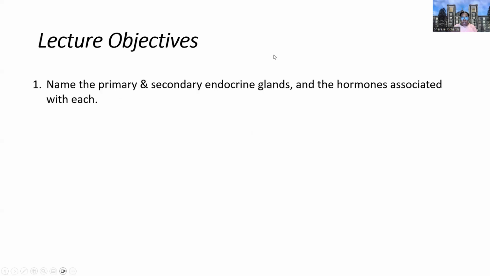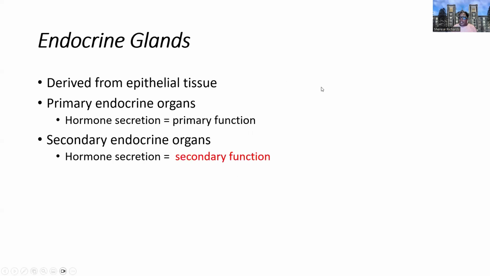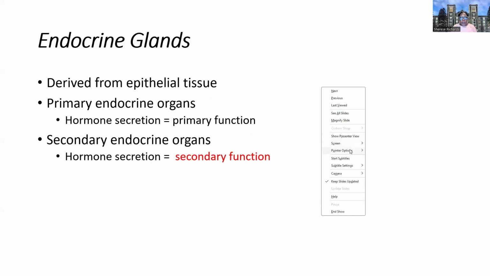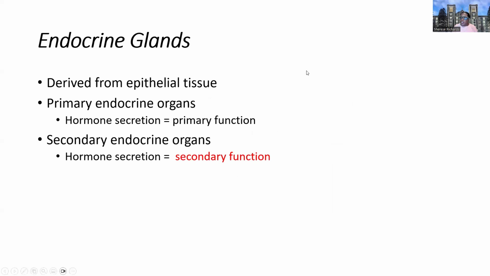Here, our first learning objective is to name the primary and secondary endocrine glands and the hormones associated with each. So we'll think about what it means to be a primary versus a secondary endocrine gland. When you think about the endocrine glands, they are derived from epithelial tissue.